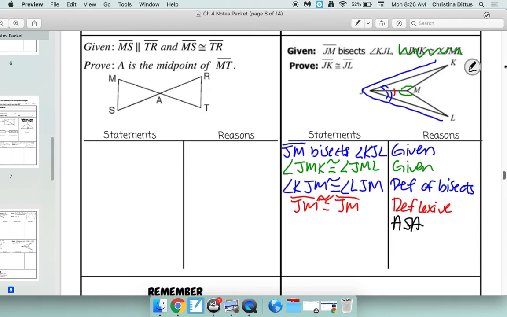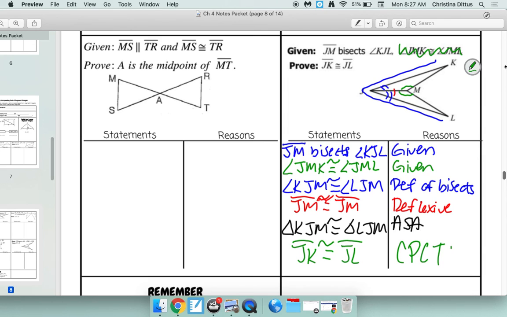That JK is congruent to JL? No. The triangles are congruent. So triangle KJM is congruent to triangle LJM because of that angle, side, angle. It's not what I wanted to prove, though. I want to prove JK is congruent to JL. Can I say it? Yeah. Write your proof down. JK is congruent to JL. Because why? CPCTC.